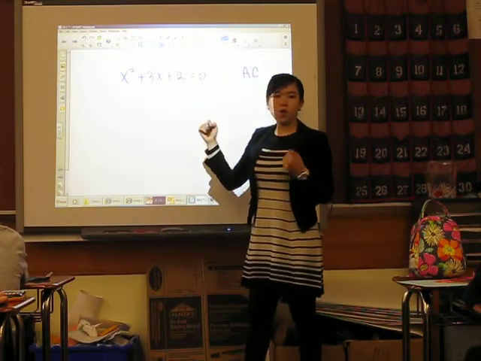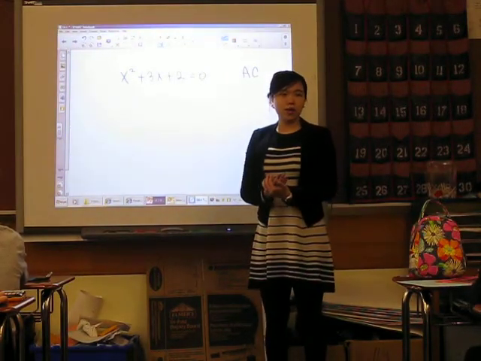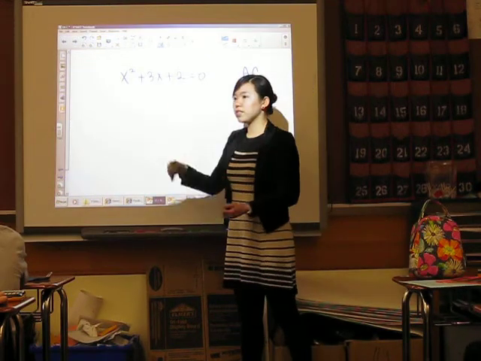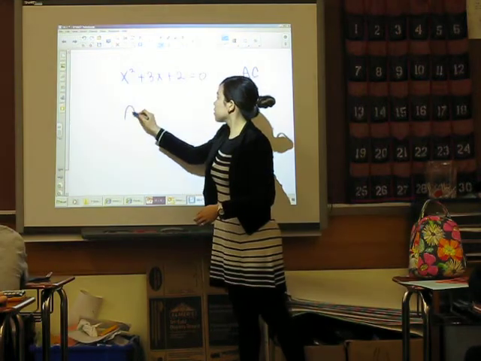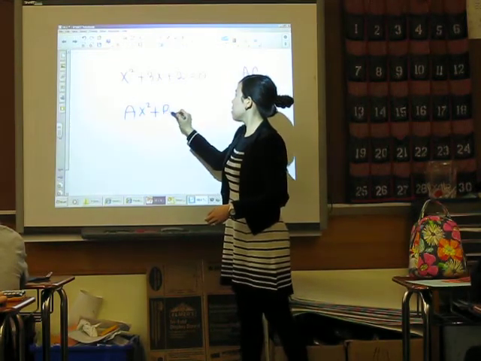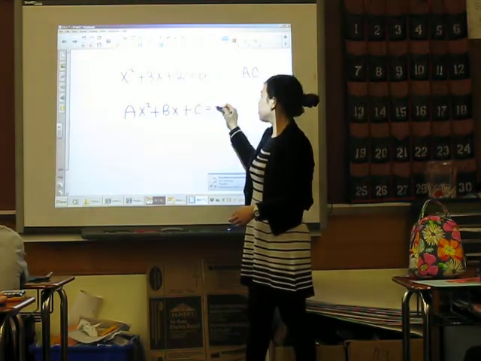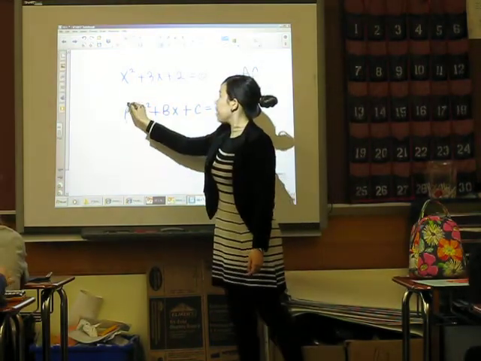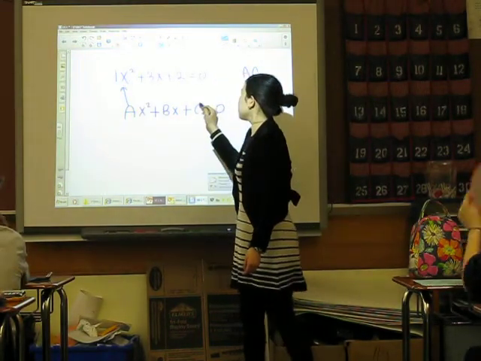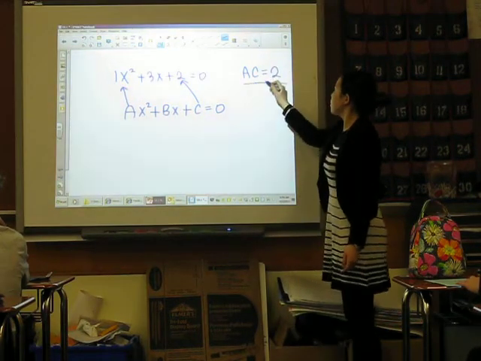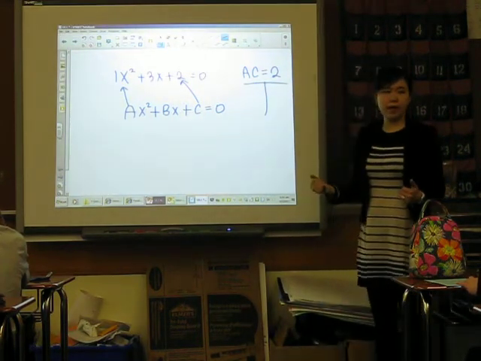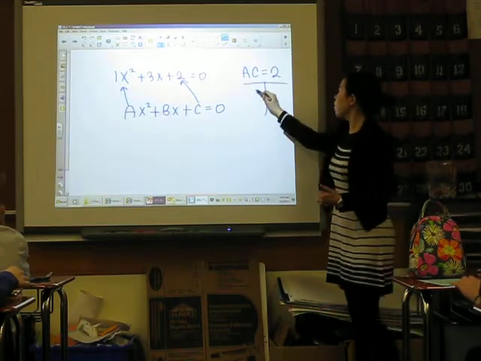How do you know? What is the standard quadratic equation? Standard form: ax squared plus bx plus c equals 0. So a is 1 here and c is 2 here. That's why a times c is 2. So what two integer pair? 2 and 1.